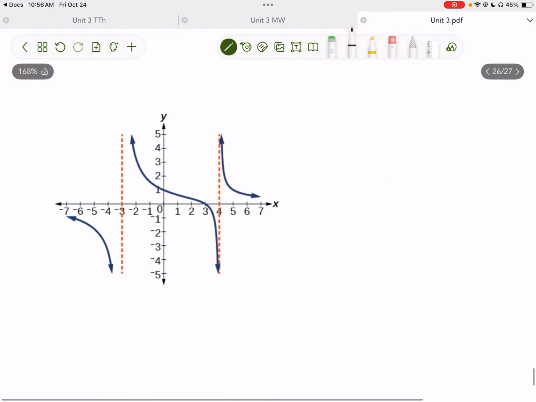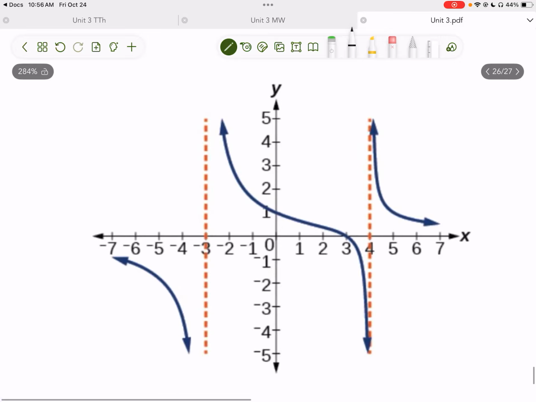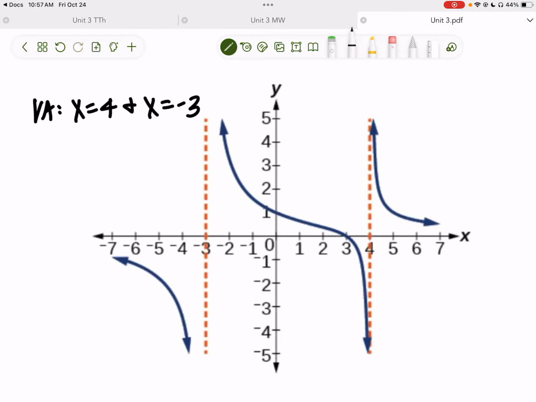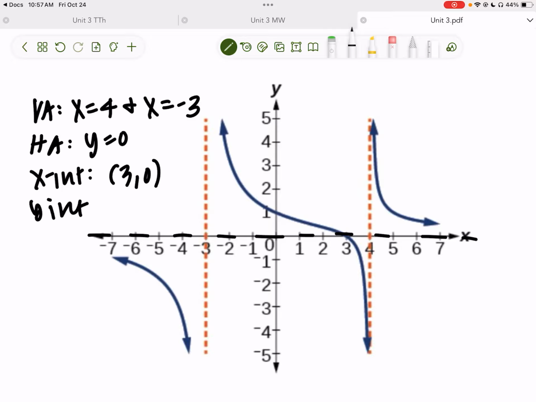Let's do it again with this one. Looks slightly different, but that is okay. We have two vertical asymptotes. So we have x equals 4 and x equals -3. The horizontal asymptote is at 0. It's not explicitly shown, but it is at 0. But you can tell by the curves on the edges. The x-intercept is at (3, 0). The y-intercept is at (0, 1).